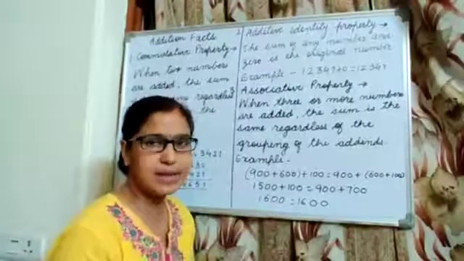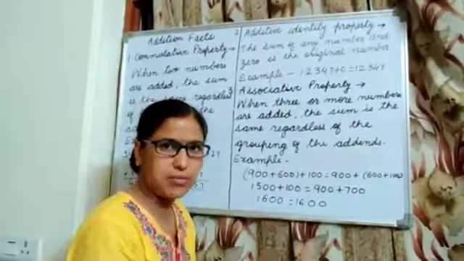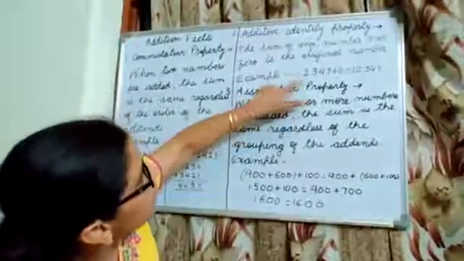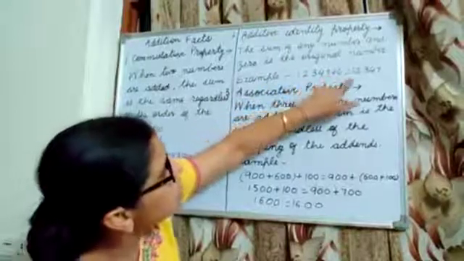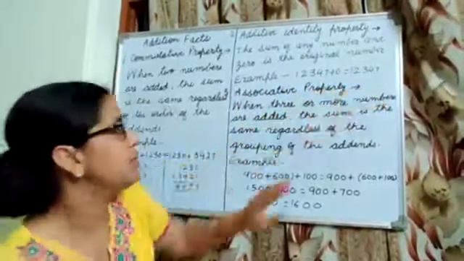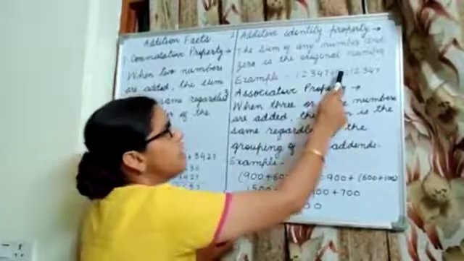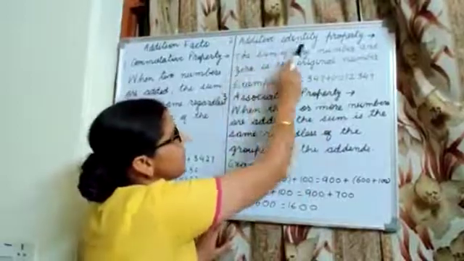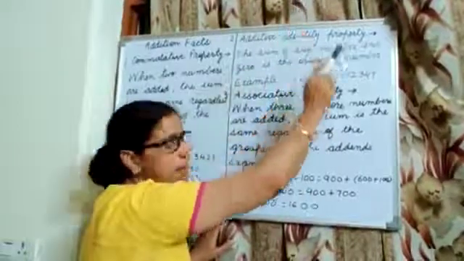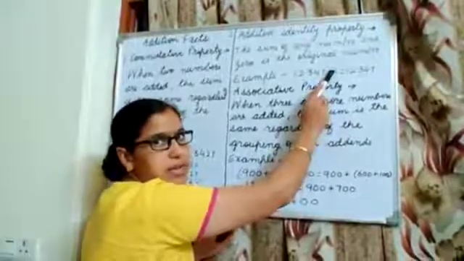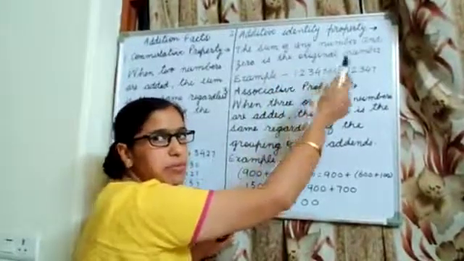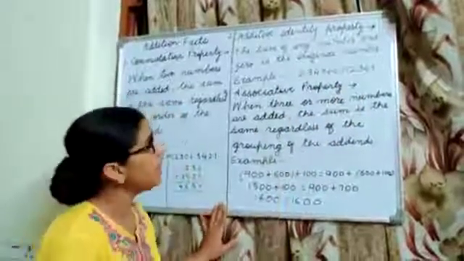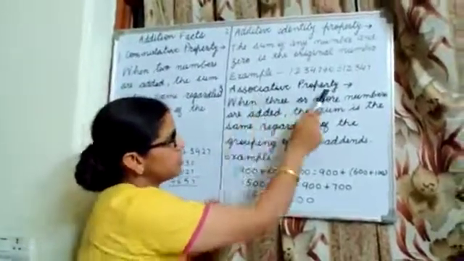What number is that which never changes the sum after addition? That is only 0. For example, 12347 plus 0 is equal to 12347. Here this 0 is called the additive identity, and the name of this property is additive identity property. We can add 0 to any number, and our sum will remain the same.